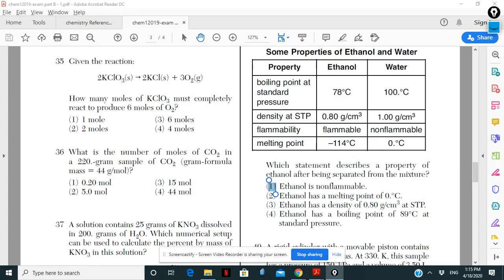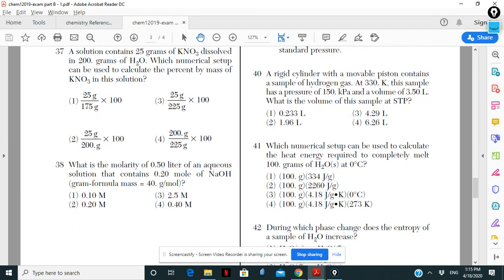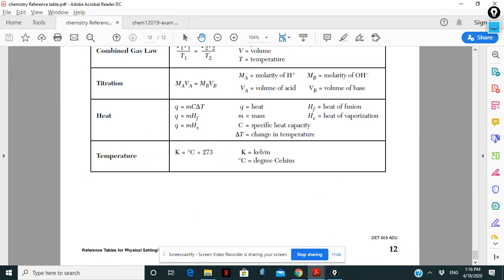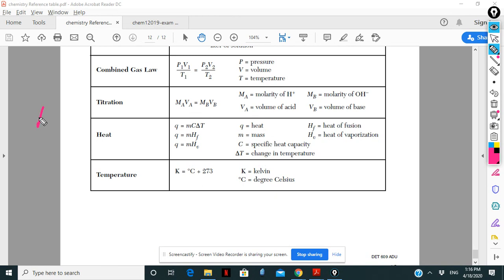Question number 40. A rigid cylinder with a movable piston contains a sample of hydrogen gas at 330 Kelvin. The sample has a pressure of 150 kilopascal and a volume of 3.5 liter. What is the volume of this sample at STP? So now I'm going to use the combined gas law: P1 V1 over T1 equal to P2 V2 over T2.